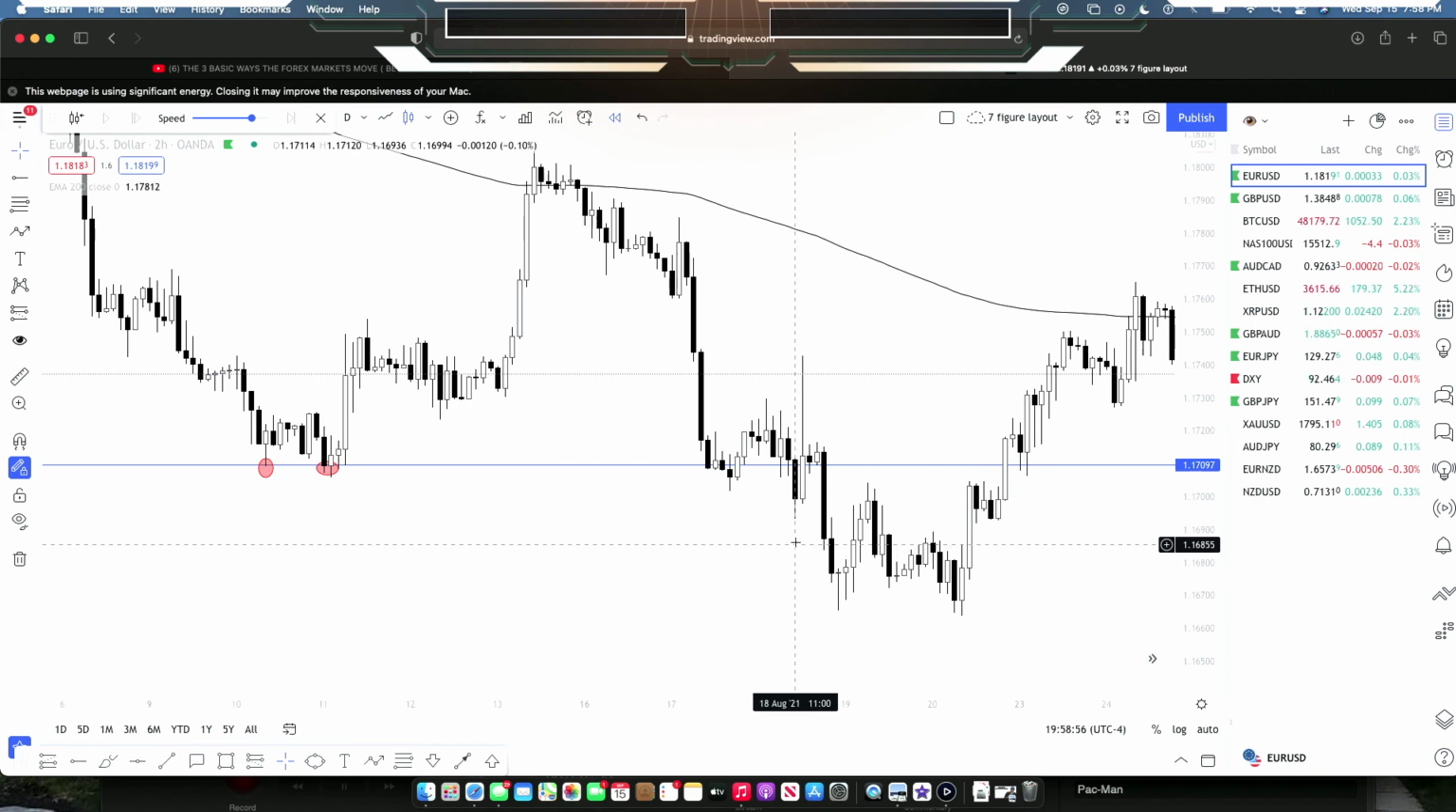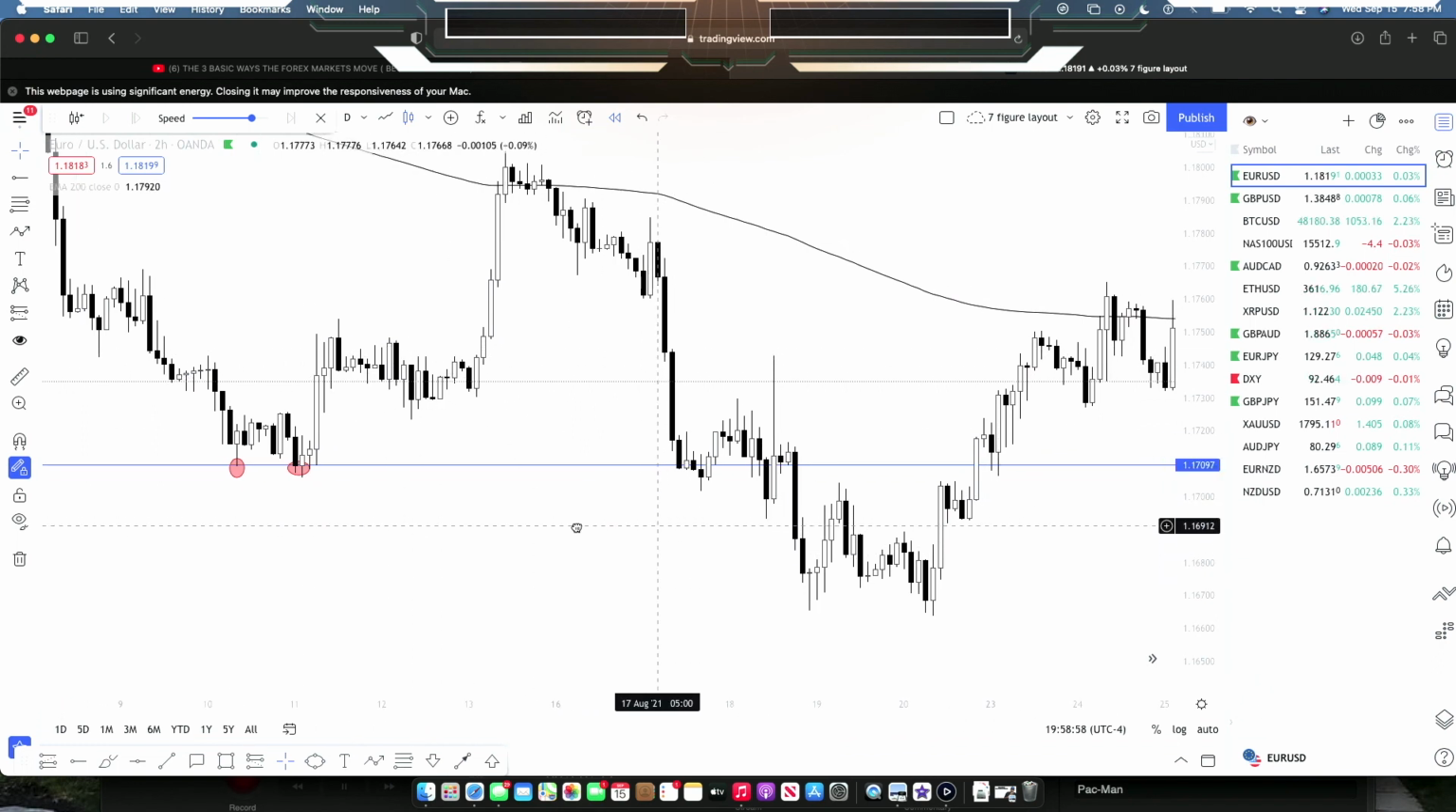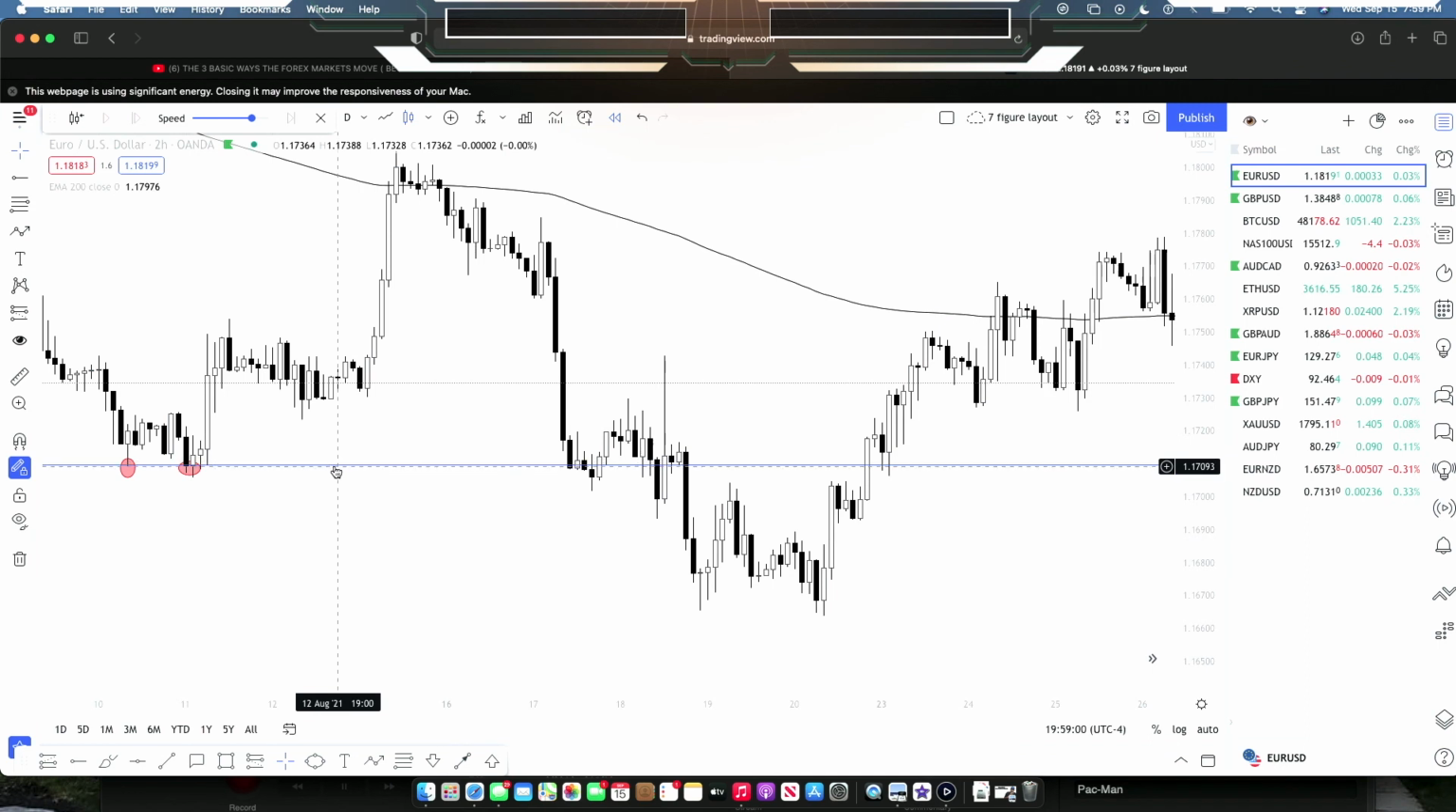Like I said, hopefully you guys can implement this into your own strategy, and hopefully you can start looking for different support levels and different resistance levels where you can actually start seeing what the market is trying to do.